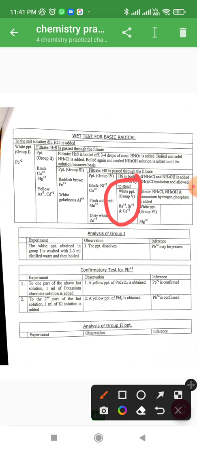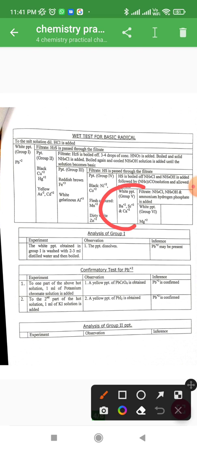Now since group 5 is present, you have to mention all the radicals. Ba2+, Sr2+, Ca2+ are present. Then to the filtrate, ammonium chloride, ammonium hydroxide, ammonium hydrogen phosphate is added. And then you have to write here no white precipitate, group 6 is absent. So this table is called group separation table.